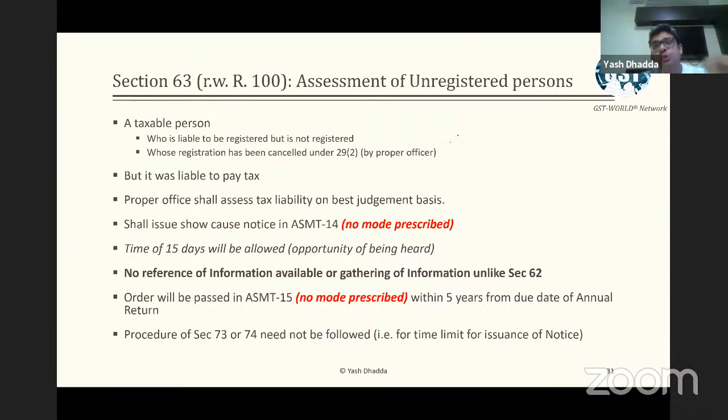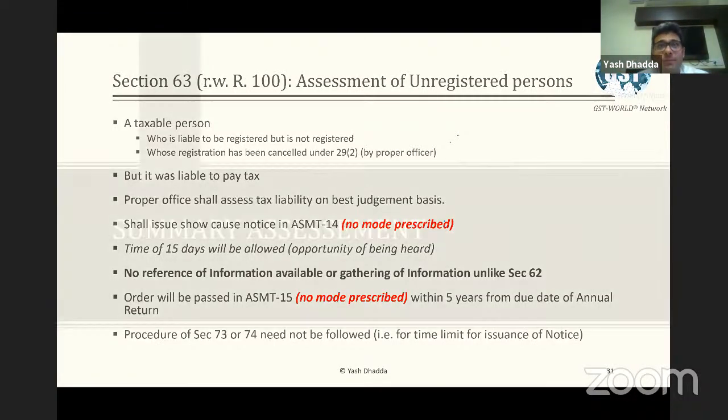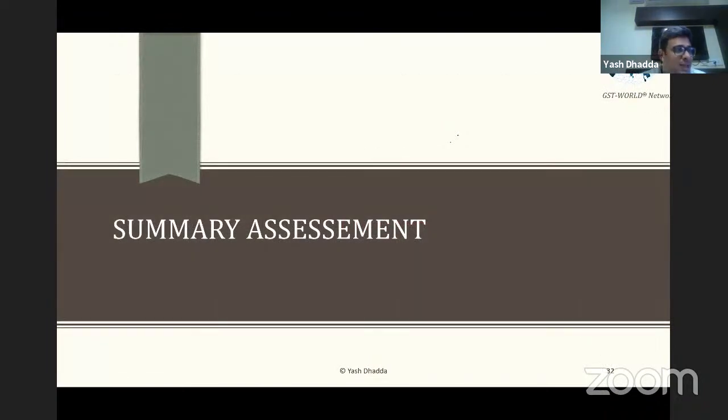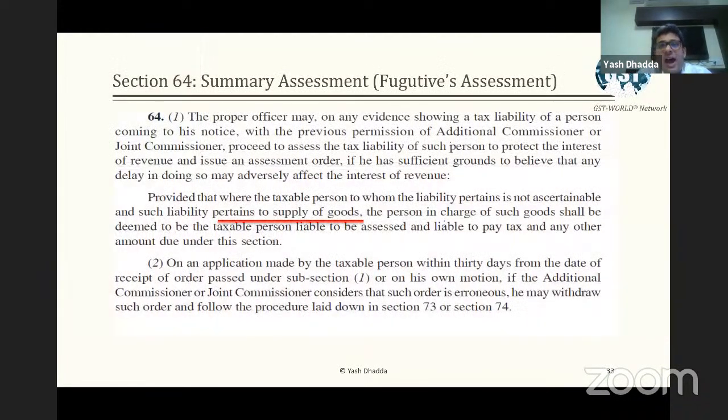So all those who are unregistered should take care that all their dues and previous liabilities are paid. If they are not paid and they have a notice under 63, do not take that notice lightly, because once a best judgment assessment is done, and all of us know how best judgment assessment is done, it becomes very difficult for them to defend that, and for going into appeal they have to deposit a pre-deposit. Last is a summary assessment. Basically, what summary assessment says is that in some cases the department is of the view that if we do not do the assessment earlier, there is a possibility that we might lose out on the revenue.